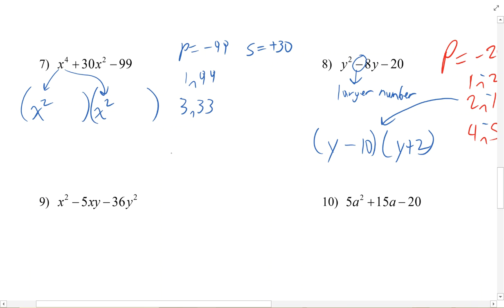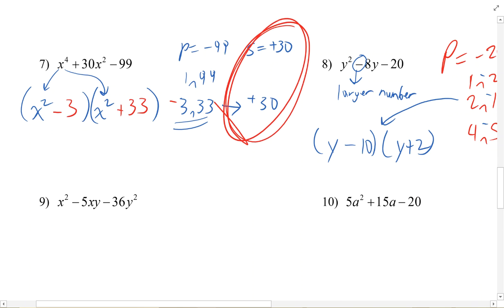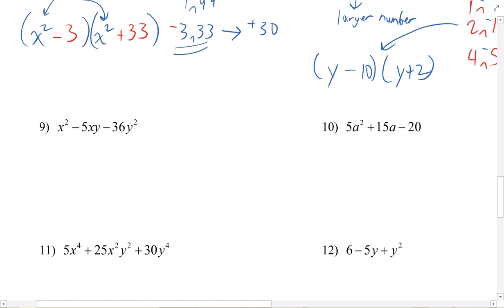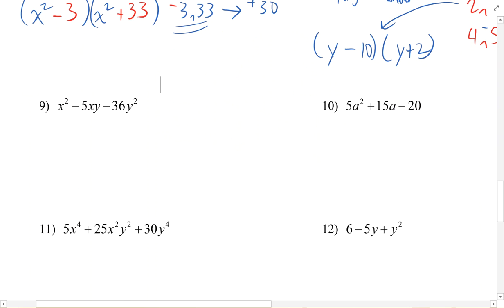Ooh, wait a second. This could give us the +30, but how? Only if what? Only if this is negative. So sometimes that's the other way to think about it as well. x squared minus 3, x squared plus 33. Okay? So sometimes I look at the sum and it helps me guess and check about which factor should be negative also.